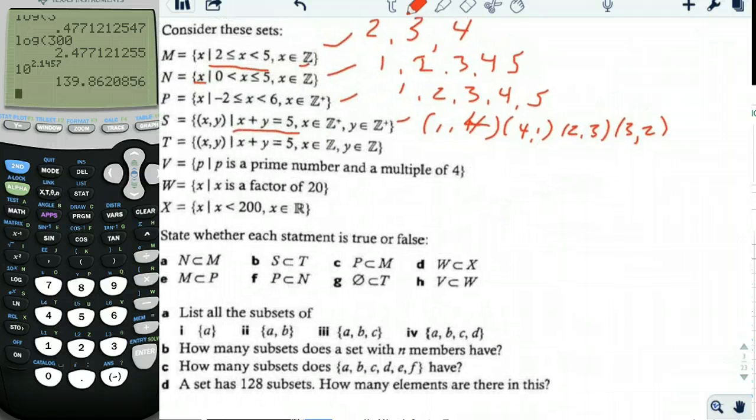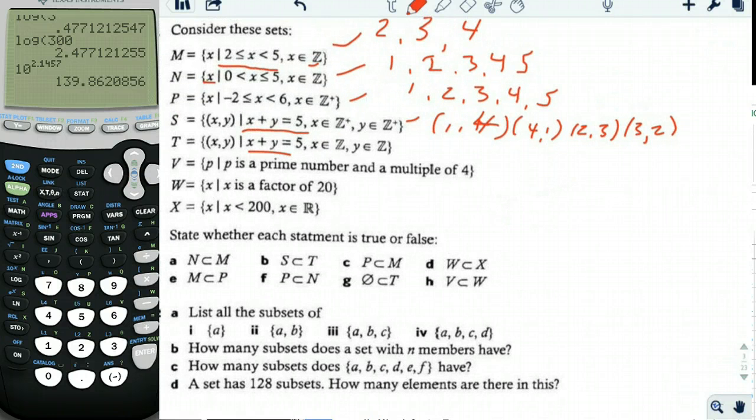And then T would be coordinate pairs, and it's the same thing except this time it's all integers. So that could be many coordinate pairs. You would have everything that you have right here, plus all the zero combinations and negative combinations. You could have 0, comma 5. You could have 5, comma 0. You could have negative 1, 6. So that list would go on forever, right?